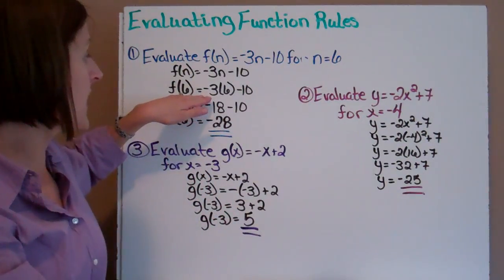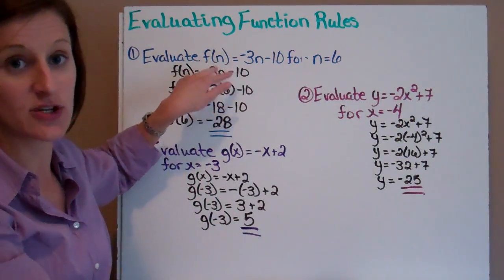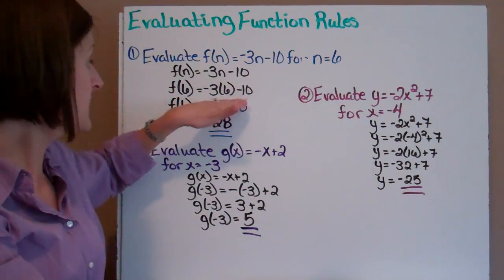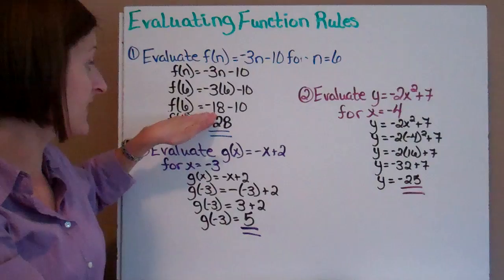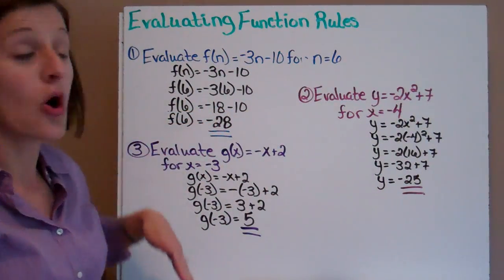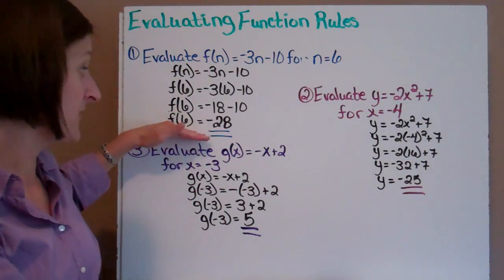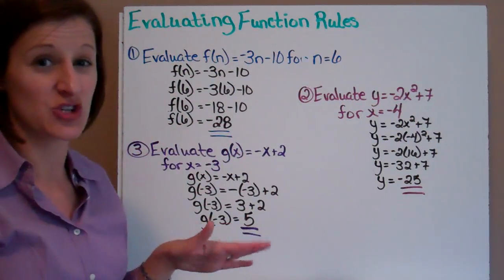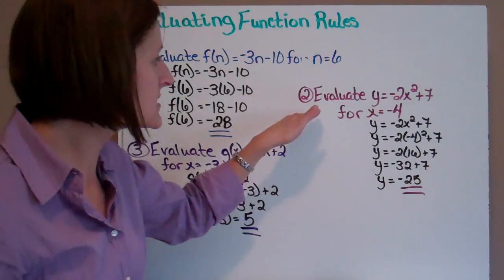So I put negative 3 times 6, and notice I do parentheses because I'm putting it in for n, minus 10. Negative 3 times 6 is negative 18. Negative 18 minus 10 is negative 28. So my answer is f of 6 equals negative 28. That's it. That's all you have to do. Very easy. Okay, let's look at the second one.